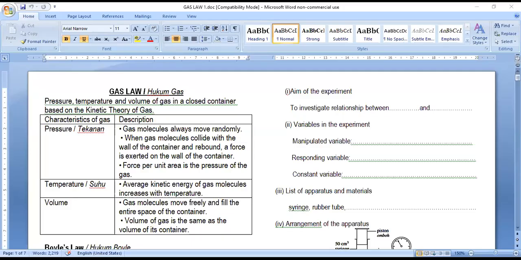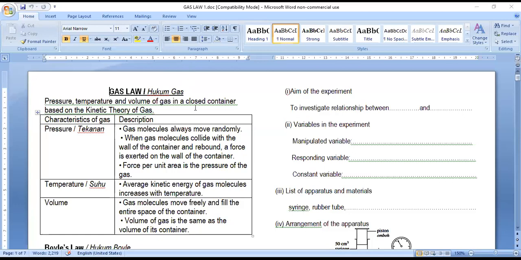So today we're going to look at the last subtopic for heat, which will be the gas law. Okay, gas law. Now before we look at gas law, you need to know some characteristics of gas based on the kinetic theory of gas.